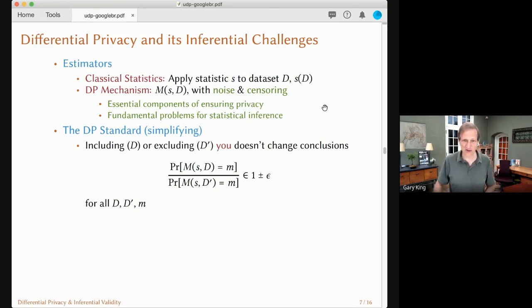All of this is probably transparent to you guys. There's a data set D with your information and a data set D prime without your information.